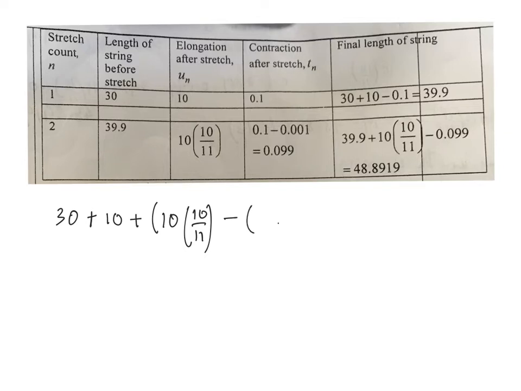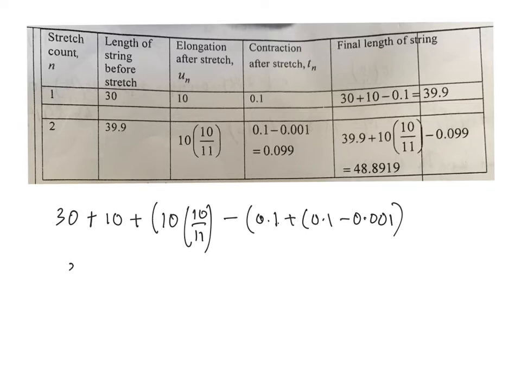I will write as 0.1 plus 0.1 minus 0.001. And that's it. You subtract because when it contracts, the length becomes shorter. And then you just simplify this.